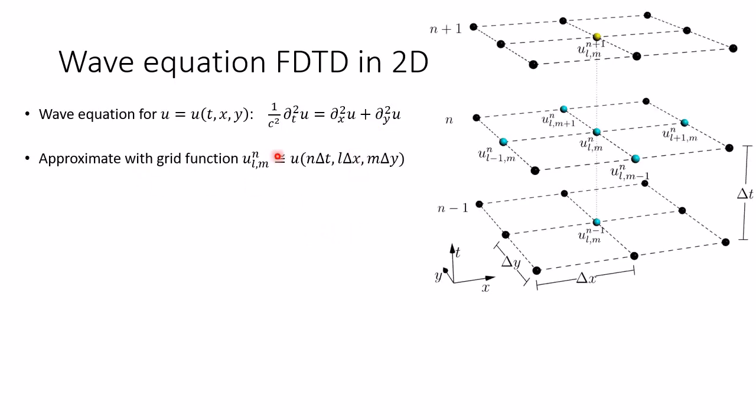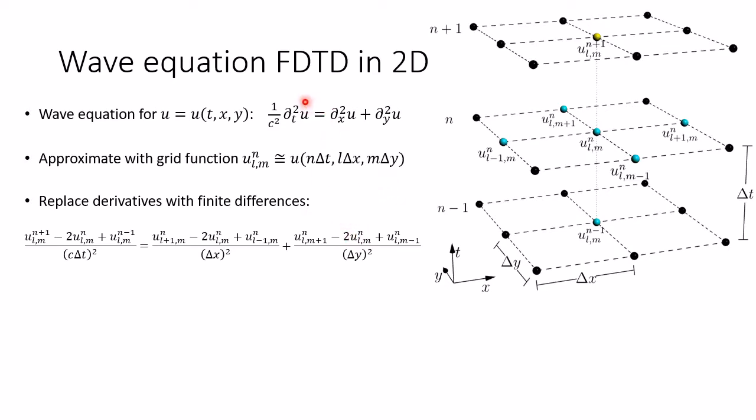We're going to approximate this spatiotemporal function on a spatiotemporal grid, with the grid spacing in time being delta t, and a grid spacing in x and y, delta x and delta y. Then we have integer coordinates that step us through the space. So n is the time index, L is the x index, and m is the y index, integer indices for the grid.